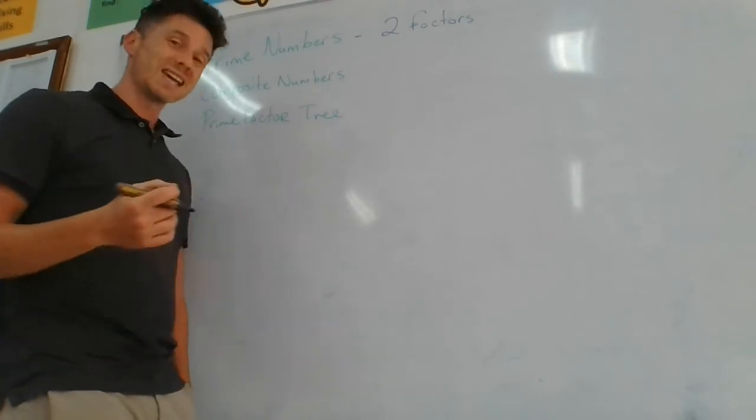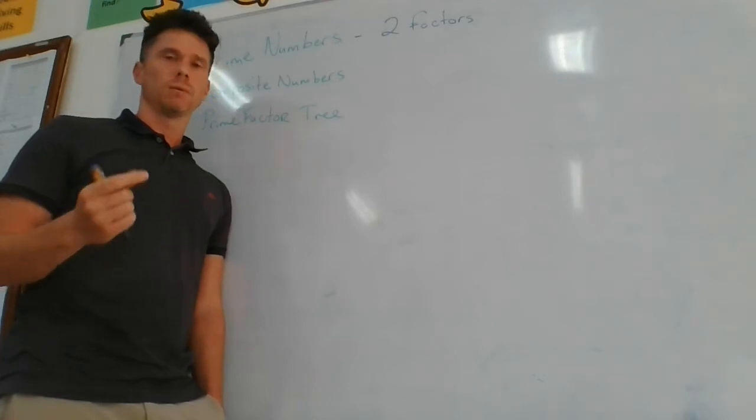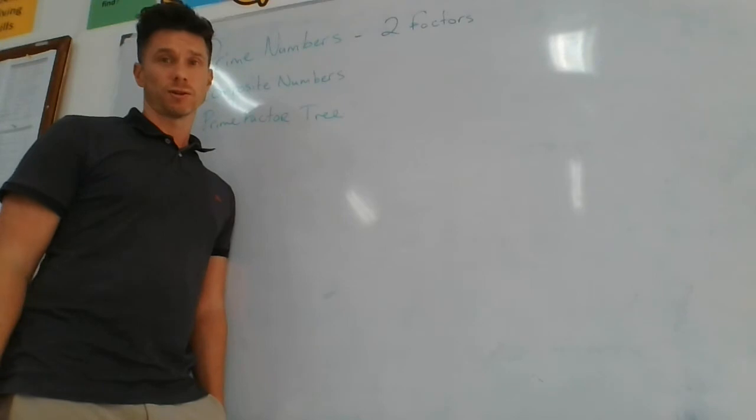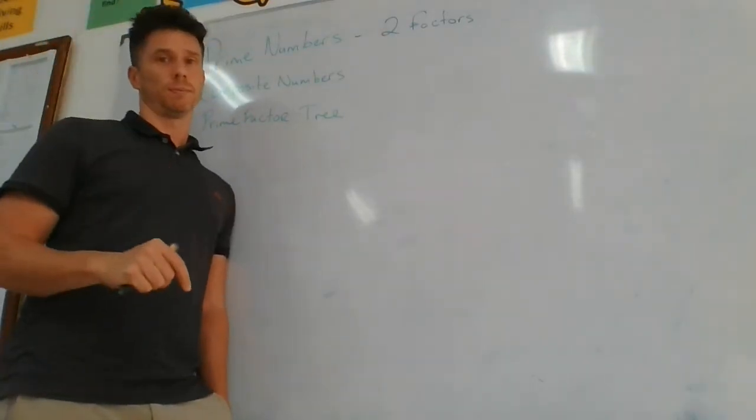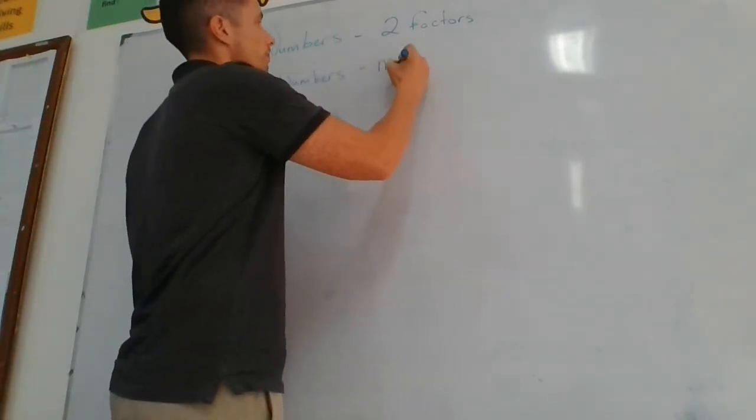So for instance, is 10 a prime number? No, because it has 4 factors. 1 times 10 and 2 times 5. All those are factors of 10. So 10 would be a composite number, because it's got more than 2 factors.